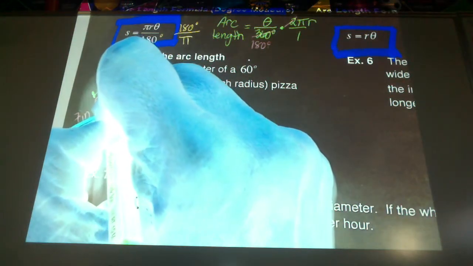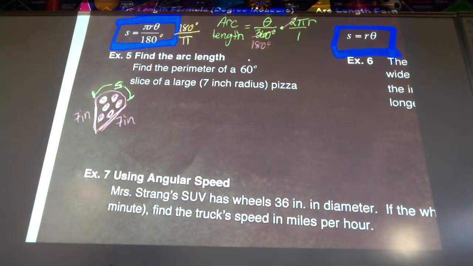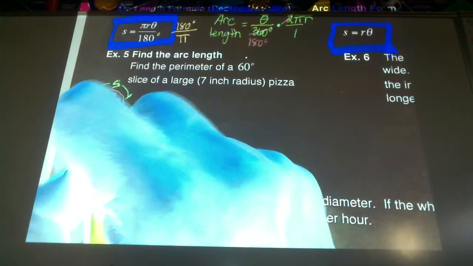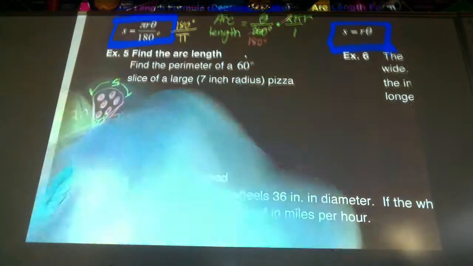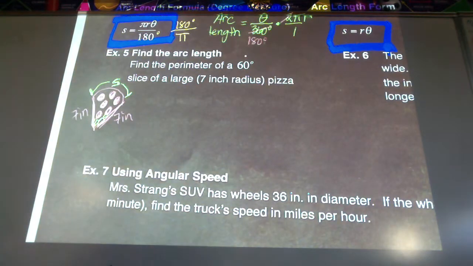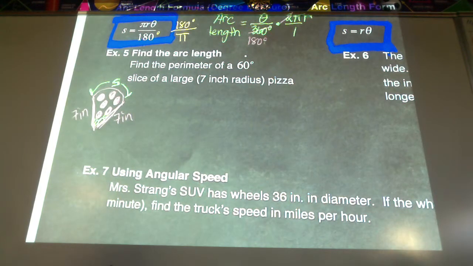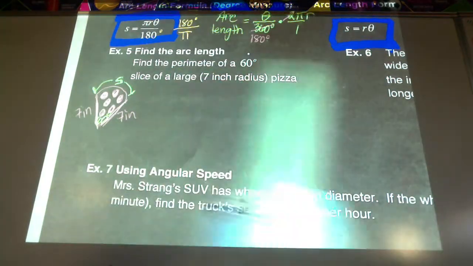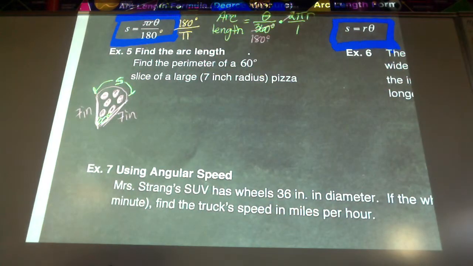That's a real scraggly S. My 60 degrees is in here. That's what my central angle is. So my theta is 60 degrees. My radius is 7. My theta is in degrees, so which of the two formulas above are we going to use? The left or the right one? The left one.